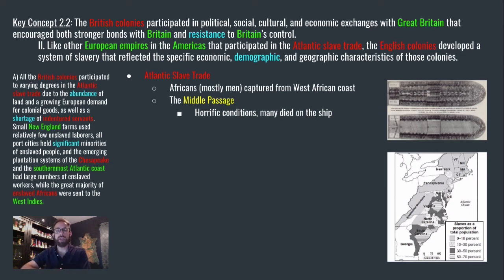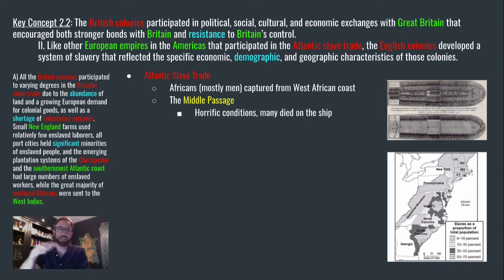Oftentimes they would be put basically on shelves and shackled to the shelves so they couldn't move. They'd even refer to the slaves as cargo in order to dehumanize them. The only times they would take them out from under the decks would be to bring them up on deck for a little bit, to move around to keep the muscles from atrophying. And otherwise, that's where they were. That's where they would eat, that's where they would sleep, that's where they would go to the bathroom.